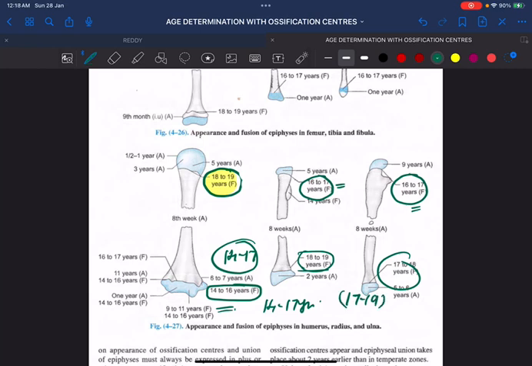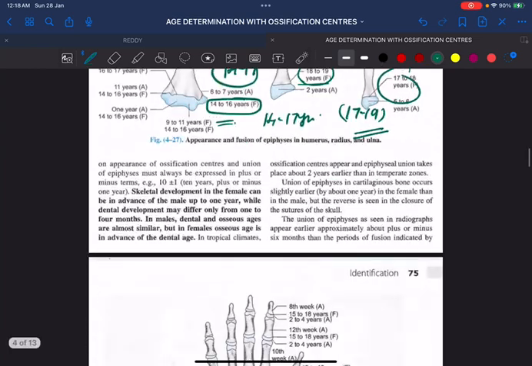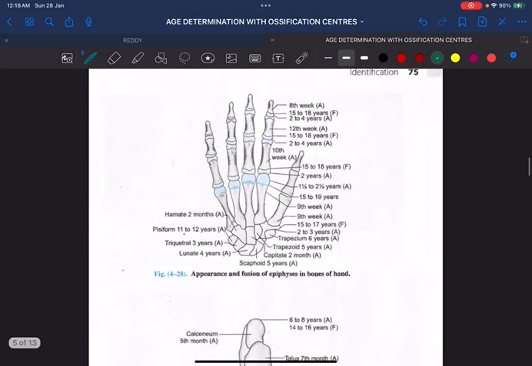So upper end of the humerus, 18 to 19. Lower end of the humerus and upper end of the radius and ulna, 14 to 17. And lower end of the radius and ulna, 17 to 19. It will look a bit confusing. Don't worry, at last I will write everything on a single page so that it will be very easy for us. Then coming to carpal bones, extremely important.